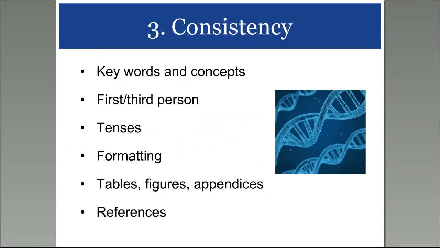Okay, so let's move on to the third section. So we've looked at the big ideas, we've looked at what we need to remove, what we need to add, and now you can move on to ensuring consistency for what you do have on the paper. The first bullet point is so important. What are the key words and the key concepts in your dissertation?